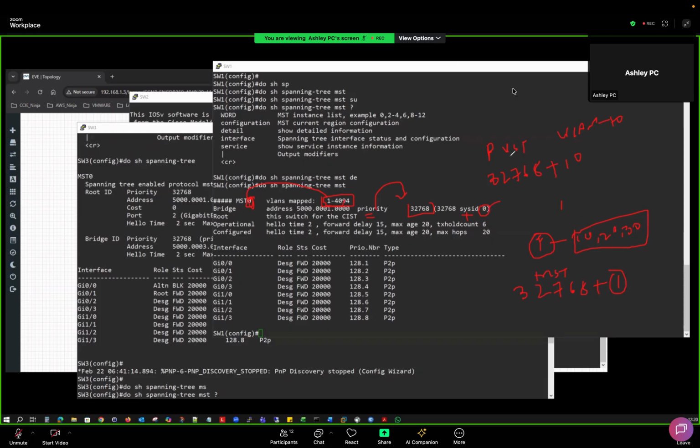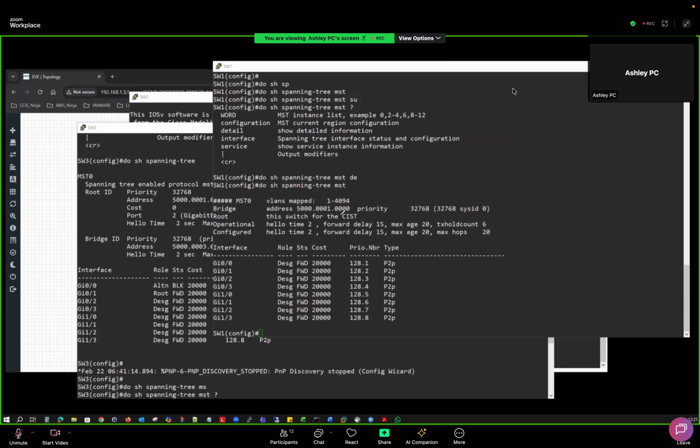Whereas in the case of PVSTP, it adds the VLAN ID that you are running. So in per-VLAN spanning tree protocol, if you are running for VLAN 10, the default local priority is 32768 plus 10. Yes or no, Jose, when you are running PVSTP? Yes. So that is the concept you are building. Now you got the point.